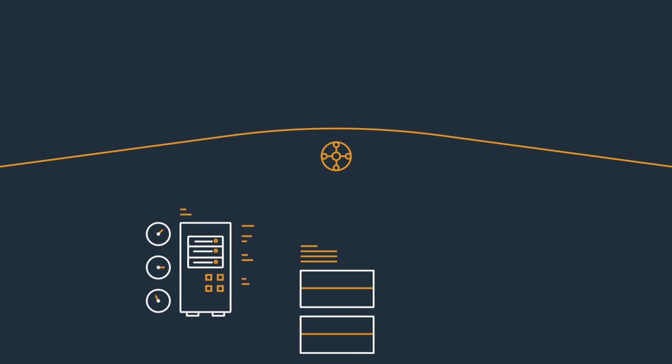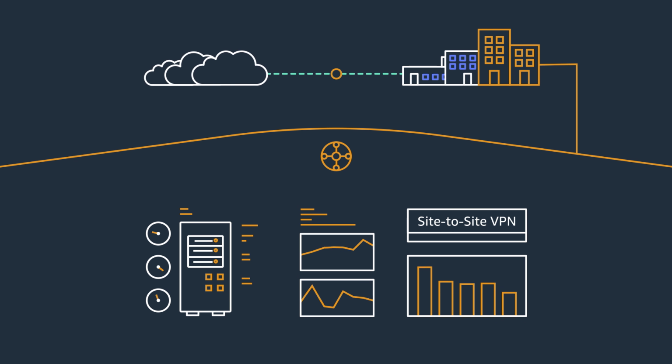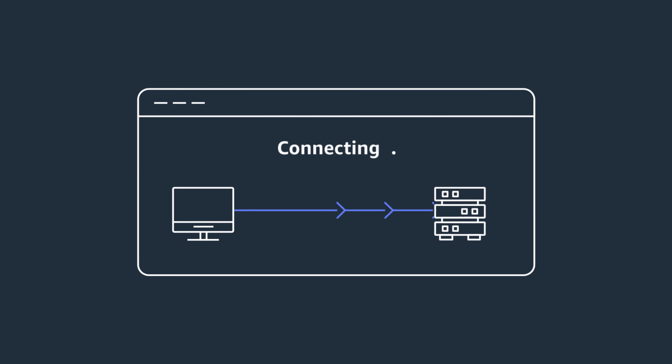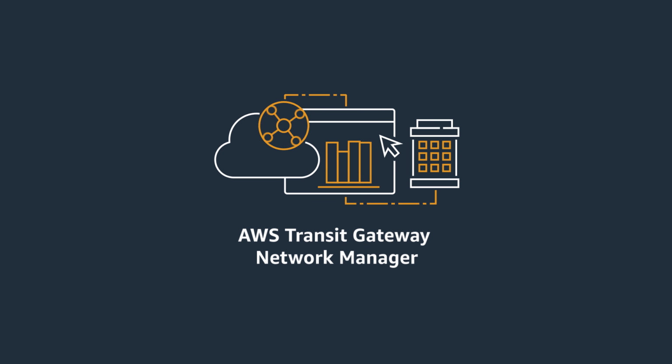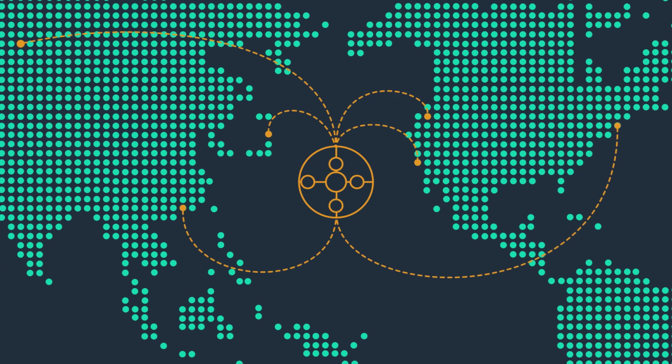And with our SD-WAN partners, Transit Gateway Network Manager gives you connected visibility into your on-premises devices in the same centralized dashboard. And setting up AWS site-to-site VPN connections from your branches just takes a few clicks. Transit Gateway Network Manager, one place to manage your network from AWS and all of your remote locations.